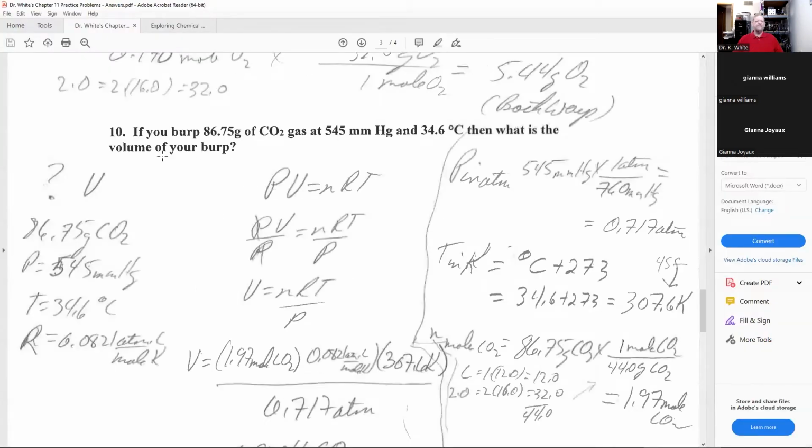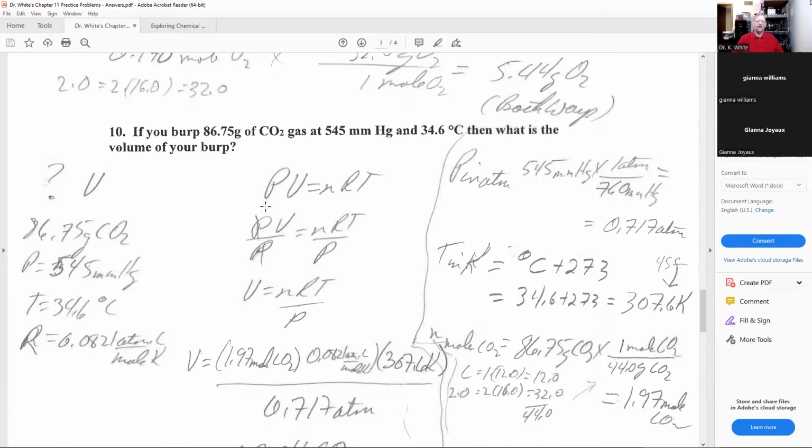Now, what if we look at this? We're trying to find the volume, V. We're given a weight, 86.75 grams of CO2. We're given a pressure, 545 millimeters of mercury. We're given a temperature, 34.6. And because I'm going to be using PV equal nRT, in important information, you're given R equals 0.0821 atmospheres, liters, mole K.